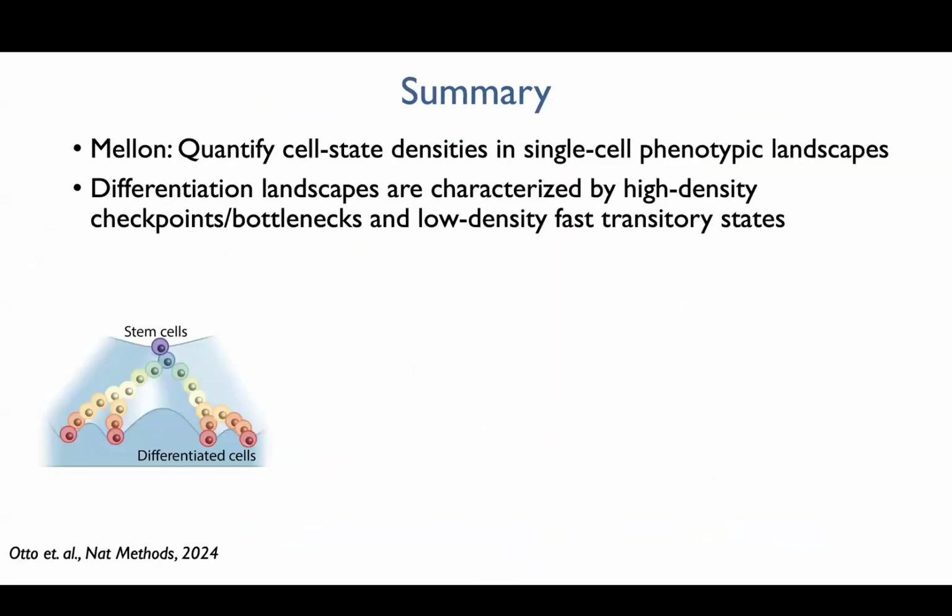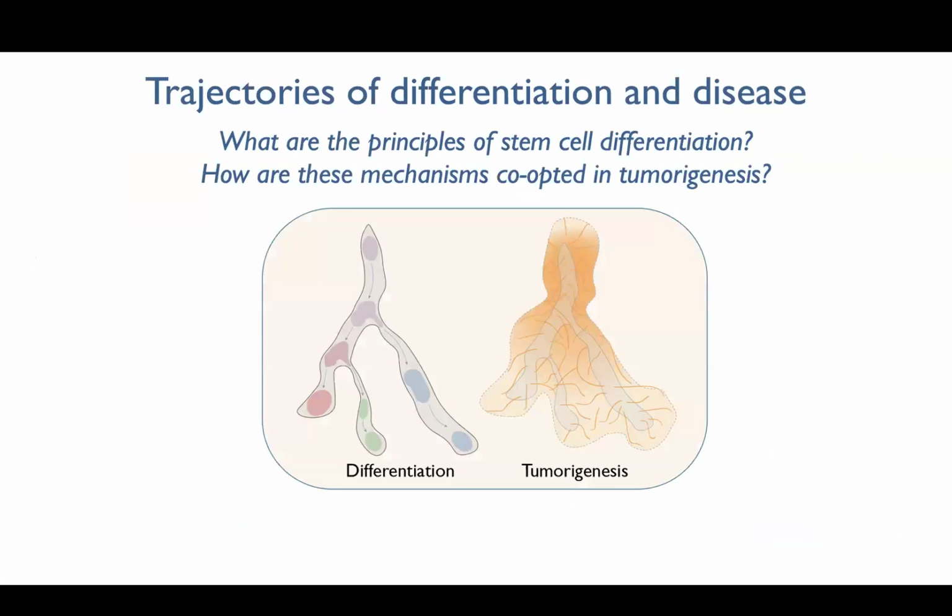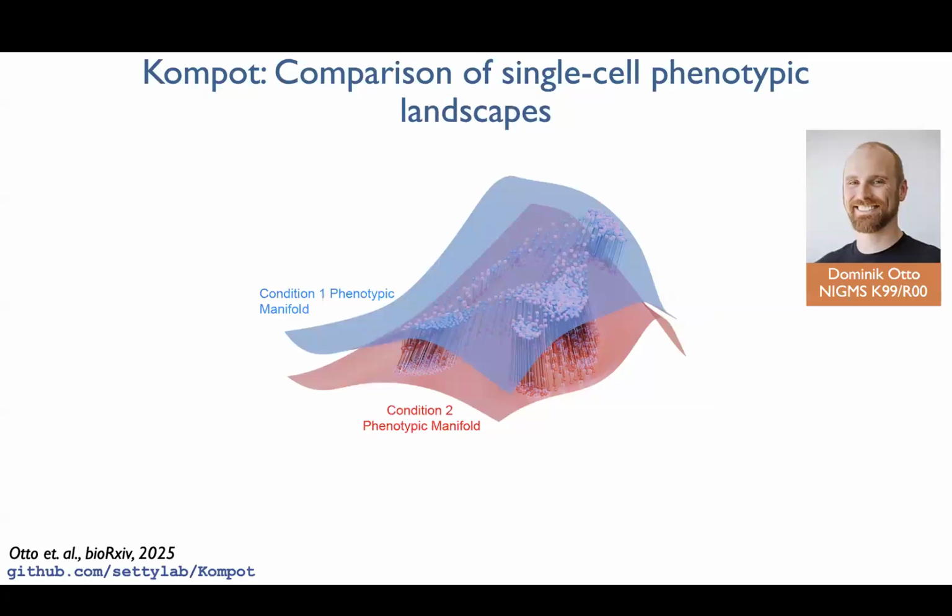So now I also wanted to talk about another method. I told you how we can get a description and extract a lot of meaningful biology from the phenotypic landscape. What we're super interested in trying to understand, if we have this healthy reference, is how do we understand what the changes are in a disrupted setting? Let's keep it simple and think of tumorigenesis. So this is the idea of Kompot. This is another method also developed by Dominic. Shows how awesome he is.